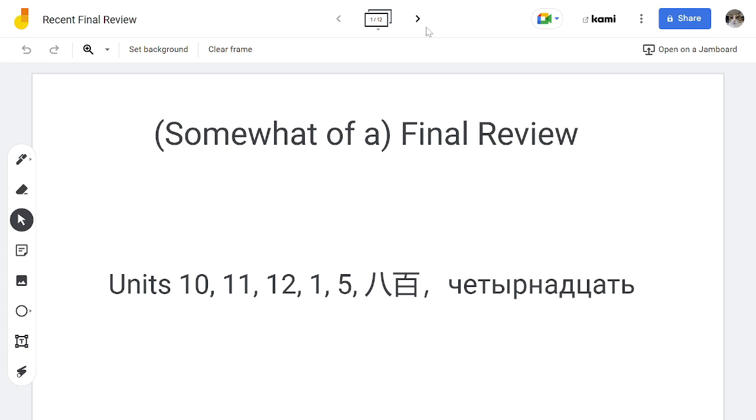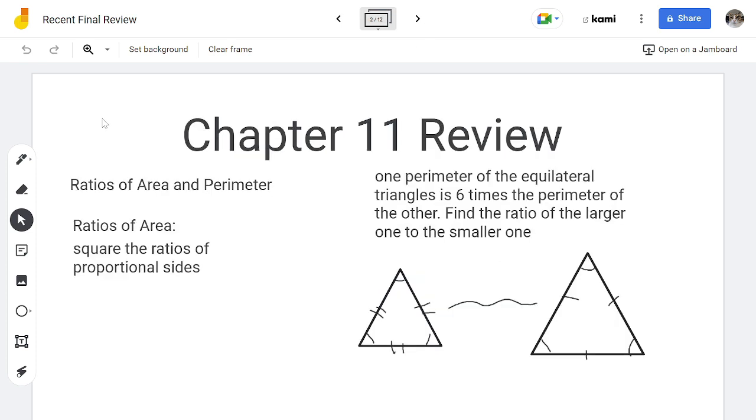Alright, let's get started. First is a chapter 11 review. This chapter is mostly all about ratios of the area and the perimeter, I think. Basically the only thing you really need to know is that for the ratios of areas, you just square the ratios of the proportional sides. For example, in this problem, one perimeter of the equilateral triangle is 6 times the perimeter of the other, so you have to find the ratio of the larger one to the smaller one.